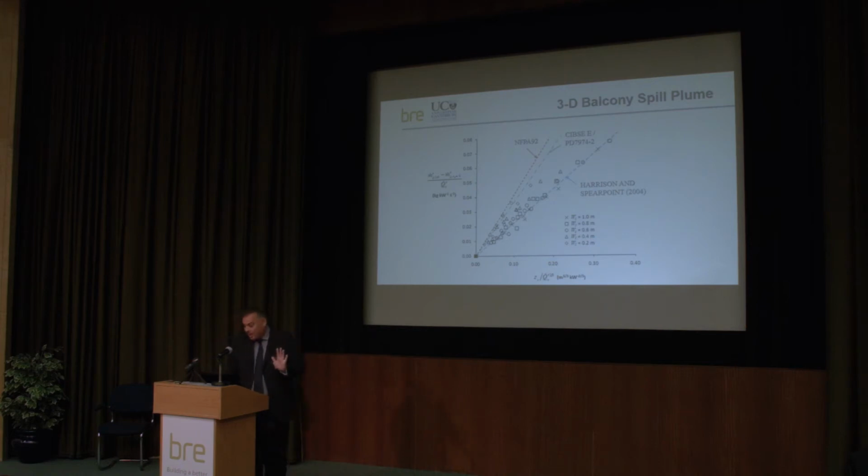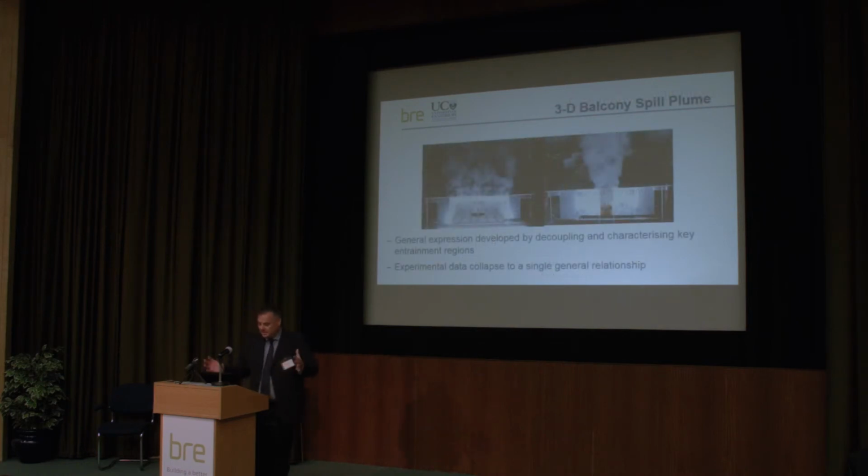I'm not going to go, as I've said, into the real academic detail. All the papers are there, and I can chat to you afterwards about it. But essentially, the approach was to develop a general expression. This was done by decoupling and characterizing the key entrainment regions. The key entrainment regions effectively are the mass flow rate and the heat release rate in the flow below the spill edge.